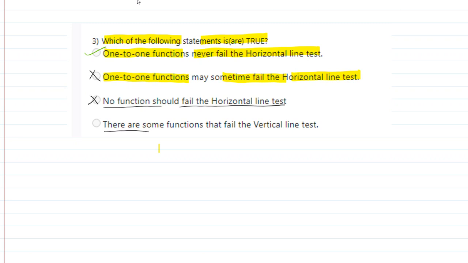So there are some functions that fail the vertical line test. Basically no function fails the vertical line test, because if it does, then it is not a function. So this is incorrect. The first one is correct, that one-to-one functions never fail the horizontal line test.